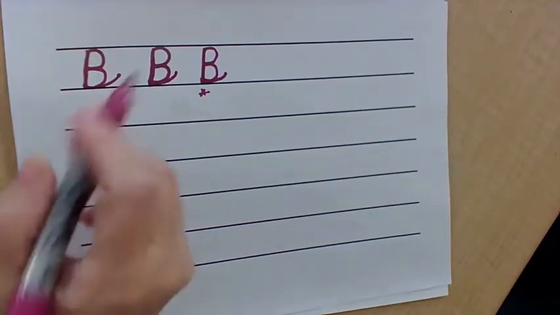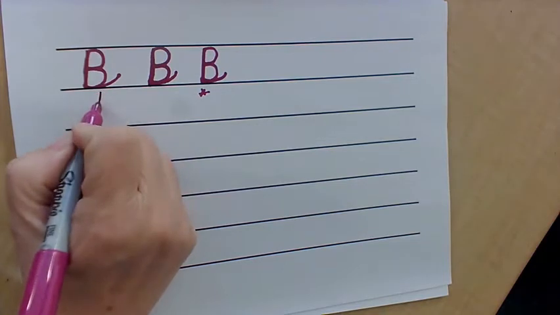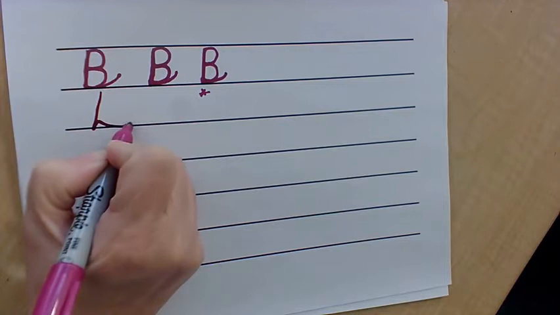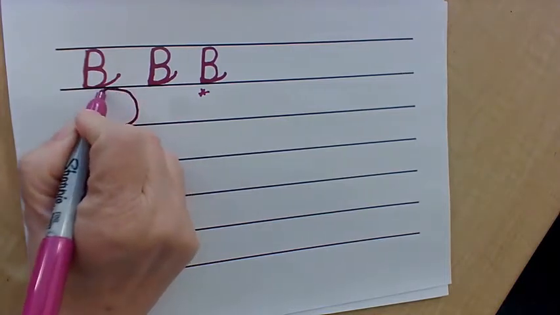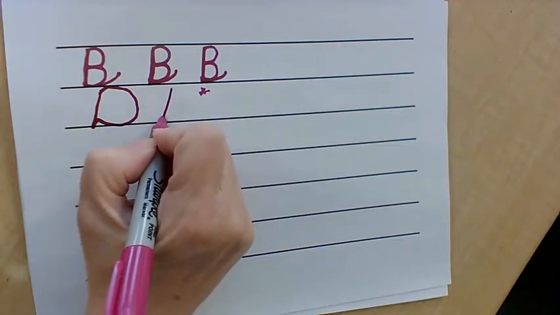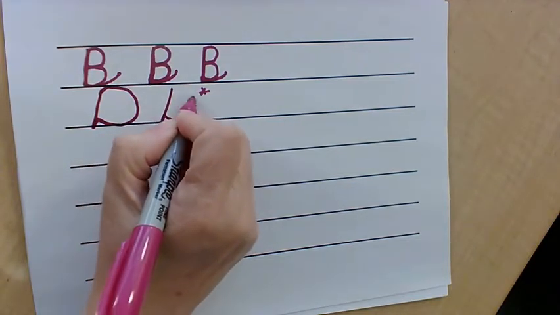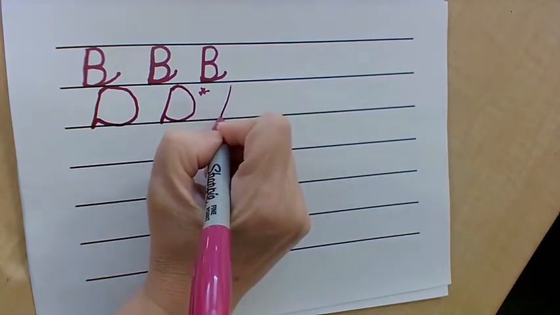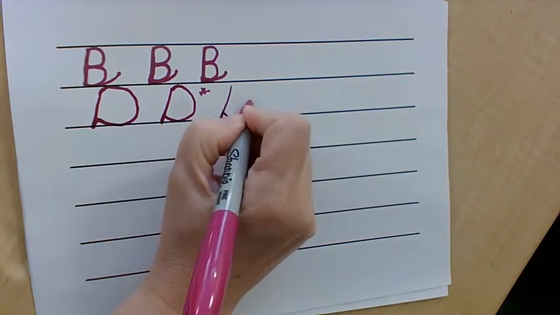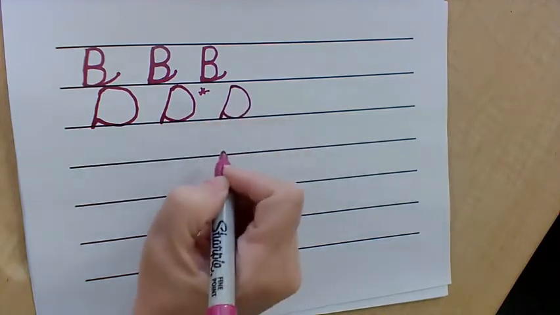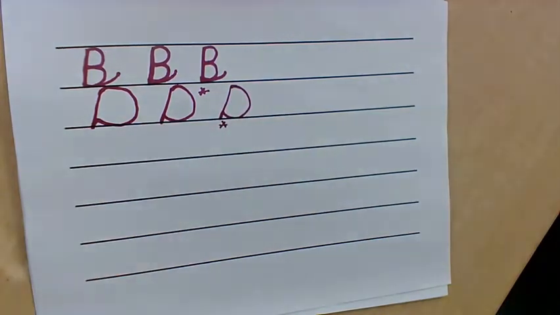Our next letter is capital letter D. We're going to start again near the top, come straight down. We're going to come up just a little bit, and then we're going to curve back around to where we began. Again, come straight down, up just a bit, curve back around to where we began. Here, I think my best one is my third one again.